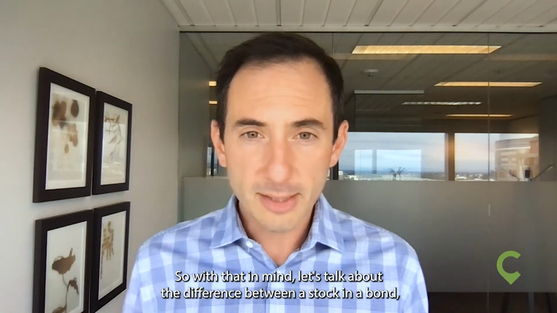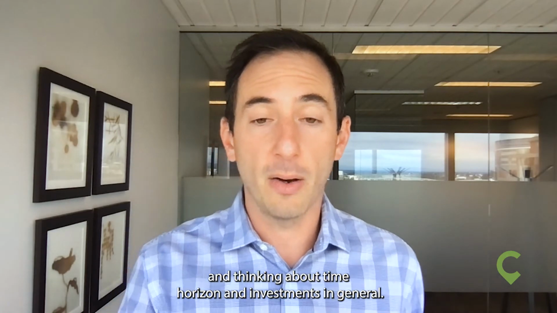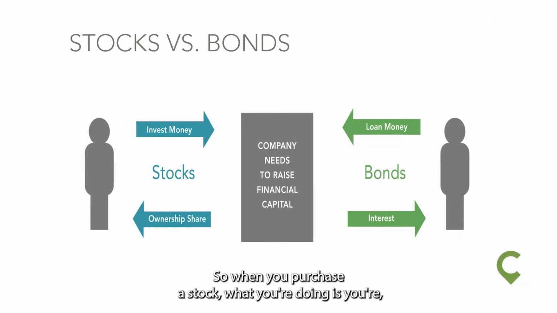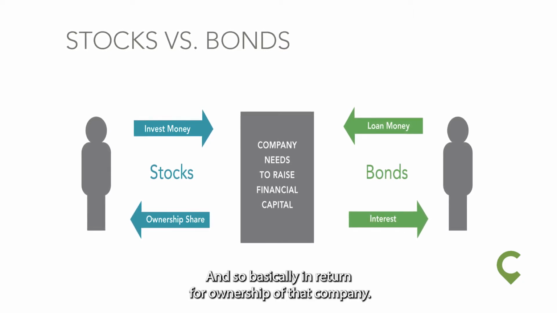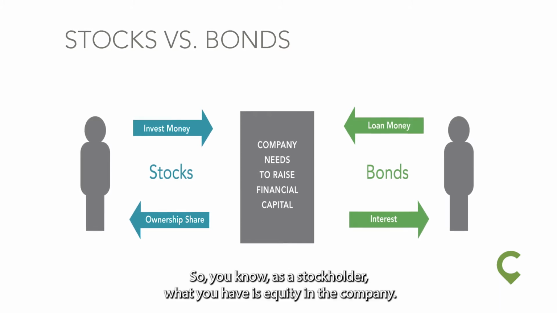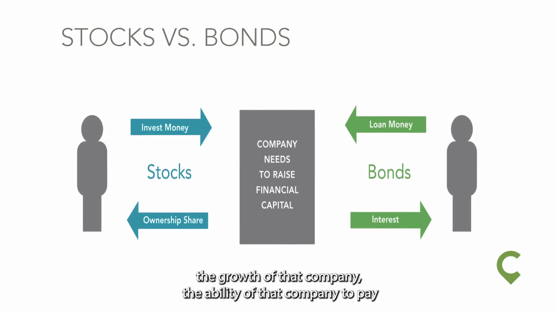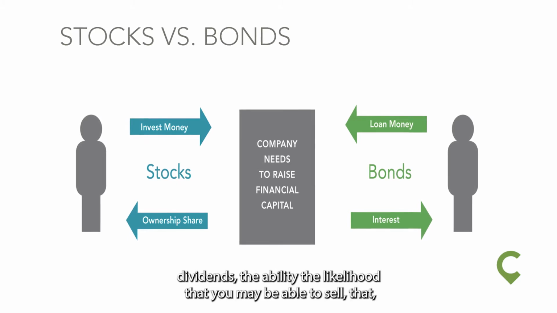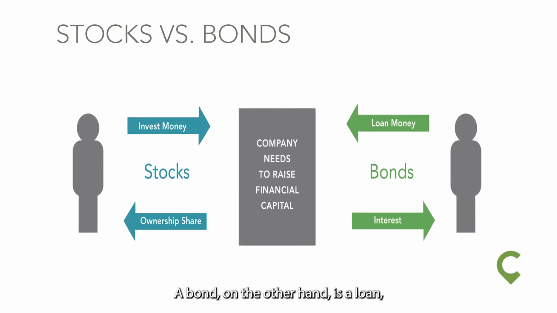Okay, so with that in mind, let's talk about the difference between a stock and a bond, because I think this is a great place to start in thinking about time horizon and investments in general. When you purchase a stock, you're investing money in a company in return for a share of that company, so basically in return for ownership of that company. As a stockholder, what you have is equity in the company. So the value of your stock is going to depend on the growth of that company, the ability of that company to pay dividends, and the likelihood that you may be able to sell that share of the company in future years. A bond, on the other hand, is a loan.